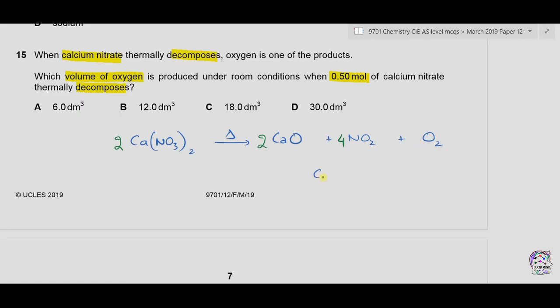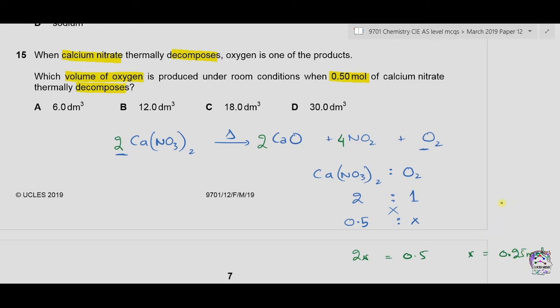So we have calcium nitrate and oxygen given in the question. The molar ratio according to the balanced equation is 2:1. So we can write 2:1. In the question they have given 0.5 moles of calcium nitrate. So for 0.5 it will be X, just cross multiply. So 2X is equal to 0.5, or X is equal to 0.5 divided by 2, which is equal to 0.25 mole.